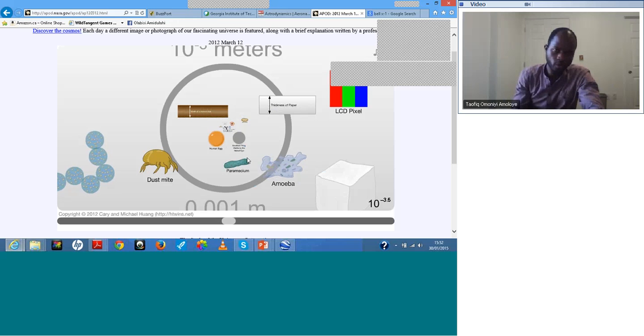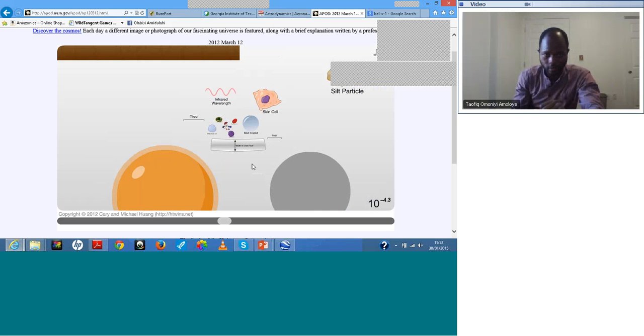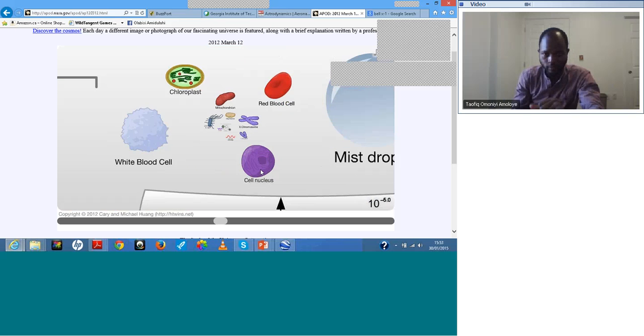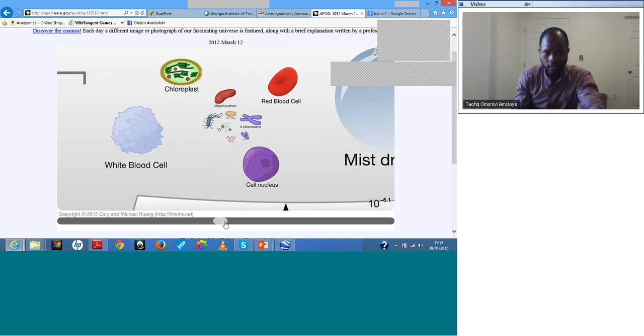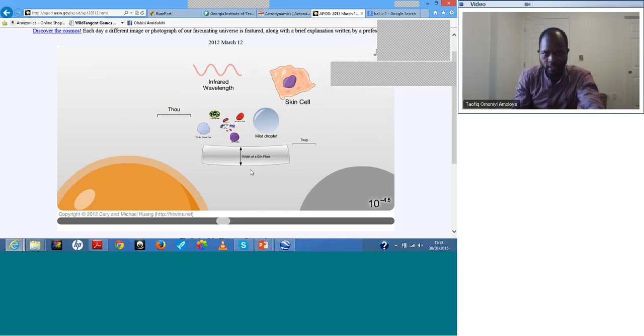Even now we are still not on the very, very microscopic scale. We are not on the atomic level yet. We still have to go further inwards. So we keep going further inwards. This is what is of interest to me here: the mist droplets. You know what mist is?